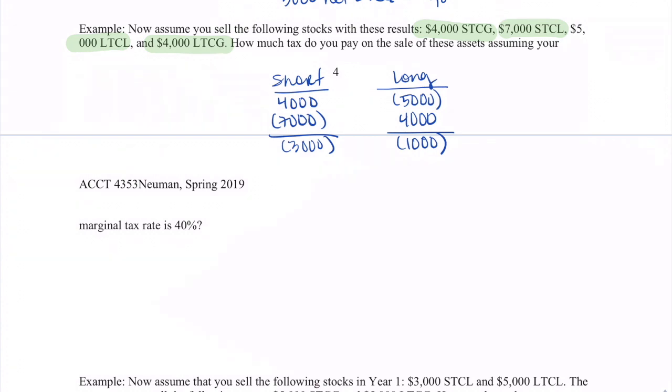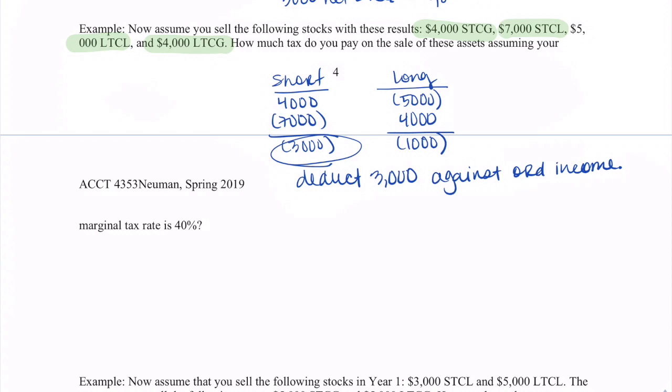What do we do? You can only deduct $3,000 against ordinary income. So the $3,000 that you deduct would be the short-term capital loss, and you would carry forward the $1,000 long-term capital loss to offset in future periods.